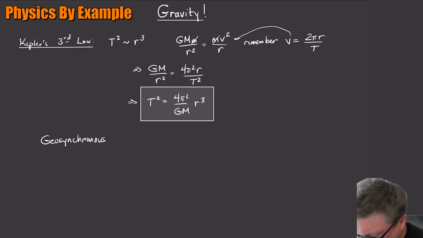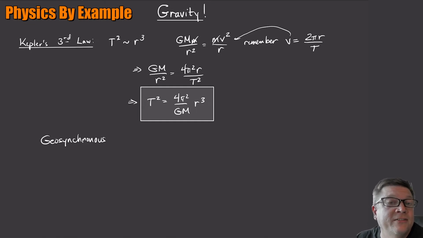Geosynchronous. Some satellites around the Earth are put into geosynchronous orbits, and all that means is that they stay over the same place on the Earth as the Earth spins. So another way of saying that is, if something is going to stay right over you as the Earth spins, that means its period has to be 24 hours, the same as you, right? Because then, if its period is 24 hours, it'll stay in the same spot in the sky.